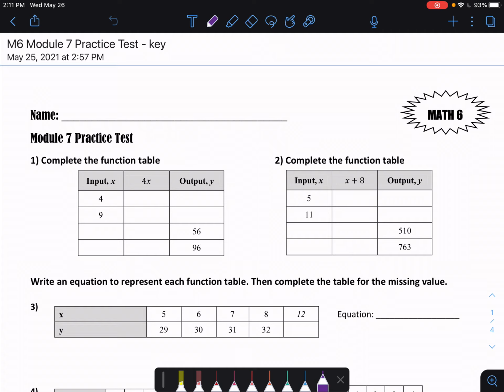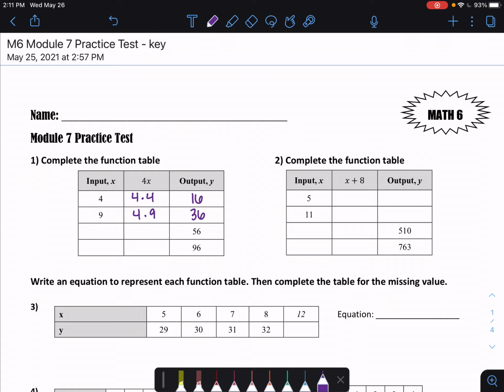So I have been given inputs, outputs, and the rule in the middle. When I am given an input, I'm going to put that input into my rule. So this is going to be 4 times 4. So my output is 16. 4 times 9, my output is 36.